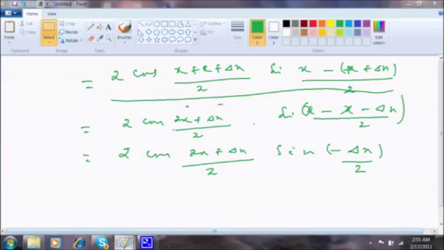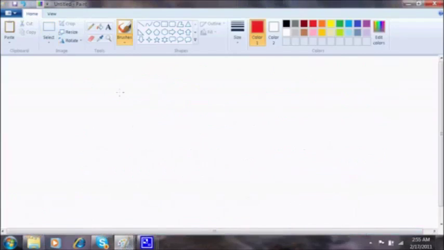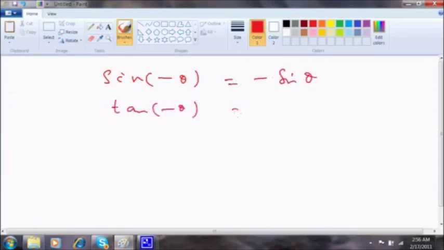Now, we can remember one more formula. Sine of minus theta is minus sine theta. Nothing big. Tan of minus theta is similarly minus tan theta. But cos of minus theta is cos theta. This minus sign carries no meaning as far as it is cos, but if it is sine or tan, the minus comes and gets attached.